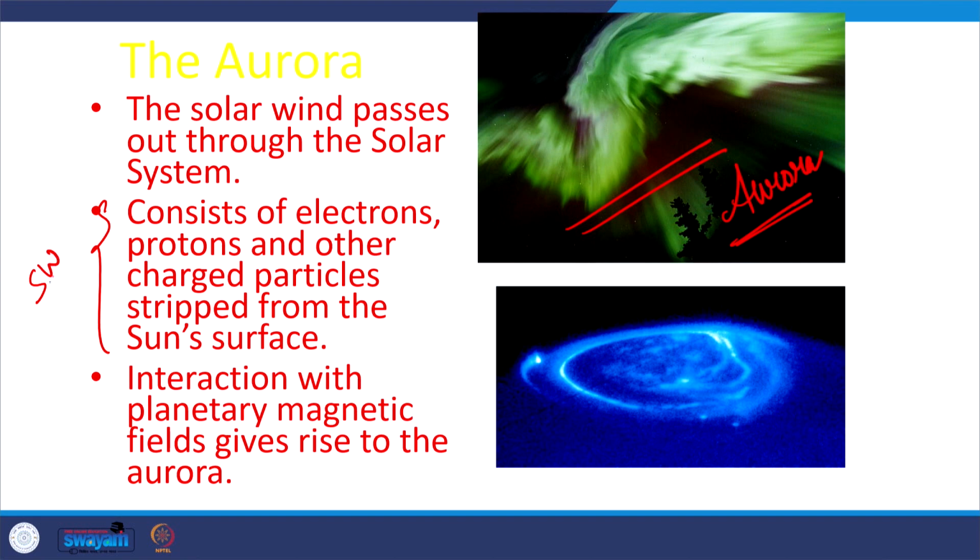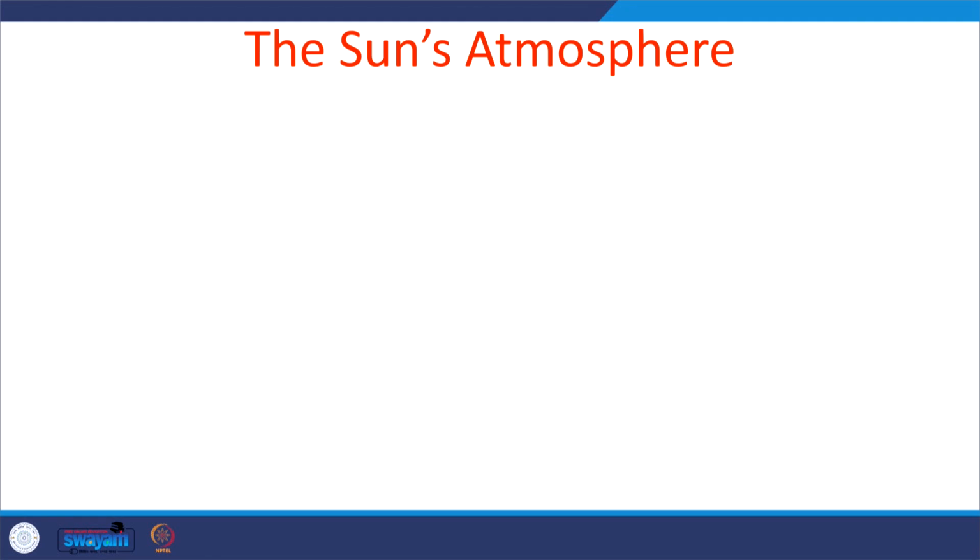Okay, so it consists of electrons, protons, and other charged particles stripped from the sun's surface. This is the solar wind that we are talking about. So solar wind consists of electrons and protons, and other charged particles as well, which are basically stripped from the surface of the sun. So, this interaction of this solar wind with the planetary magnetic field gives rise to aurora, because planetary magnetic field should allow these particles to penetrate into the atmosphere. Only then the interaction that I was telling about, like excitations and de-excitations, will be allowed. As a result, you will be able to see the aurora.